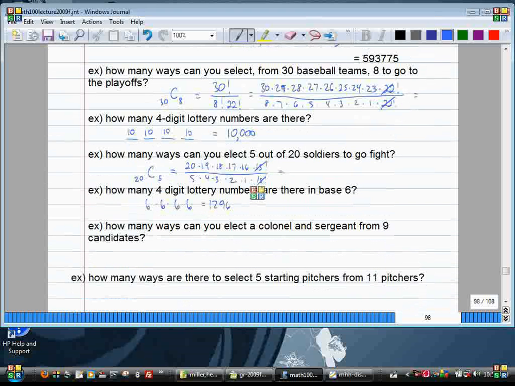Okay. All right. So I want you guys to help me do these. How many ways can you elect a colonel and sergeant from 9 candidates? Okay, so you said 9P2, 9C2, so which one is it? Why?